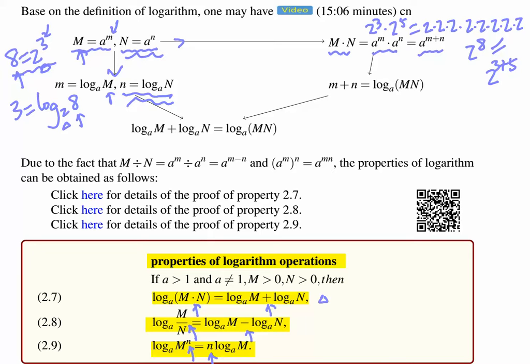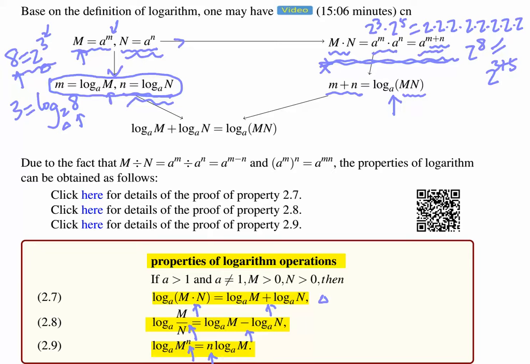After we get horizontally this expression and vertically this expression, then we may put together. Before we put together, we may rewrite this big expression in logarithm form, which is to take the exponents down to the front, m plus n, and then equals, the base is always the base, log base a to the m times n.